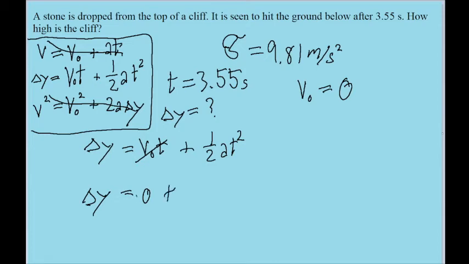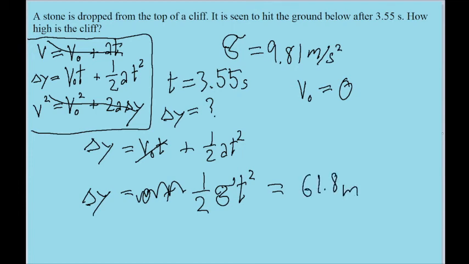So the displacement is equal to 1/2 times the acceleration. And as we talked about earlier, that acceleration has a magnitude of g, 9.81 meters per second squared. And that is times the square of time. Now really, all that we need to do at this point is just plug this into our calculator. 1/2 g t squared, where g is 9.81 and t is 3.55. So if we plug this into our calculator, then we find a displacement of about 61.8 meters. So this is the distance through which the stone falls, which means that this is the height of the cliff.